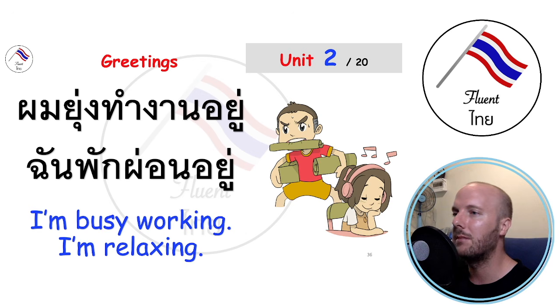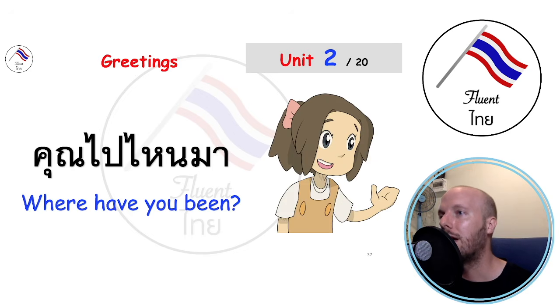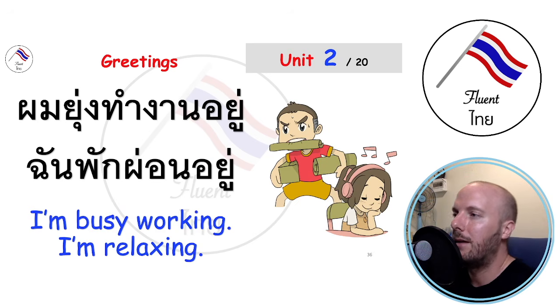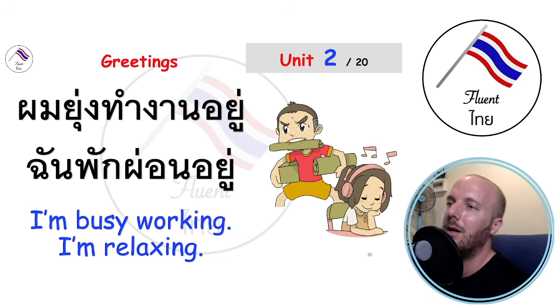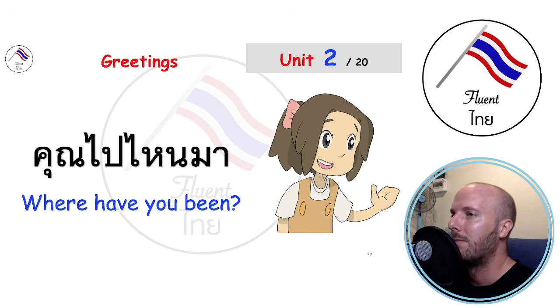I'm busy working, I'm relaxing, ผมยุ่งทำงานอยู่. Here you'll often see the word อยู่ at the end of the sentence. It's just representing the present continuous. It's often paired with กำลัง, right? But so I'm losing my voice already. But you can just use one or the other or both. I think I've explained that before.